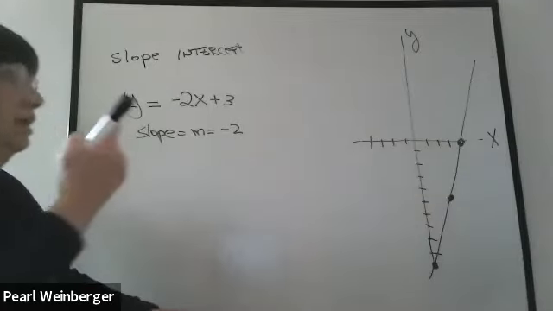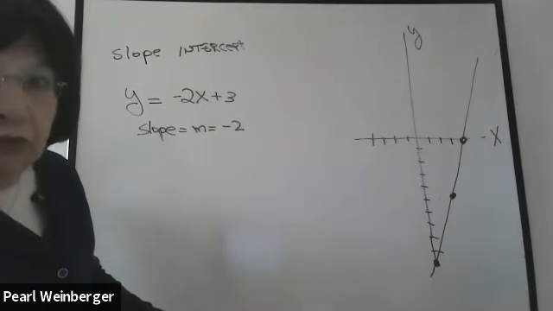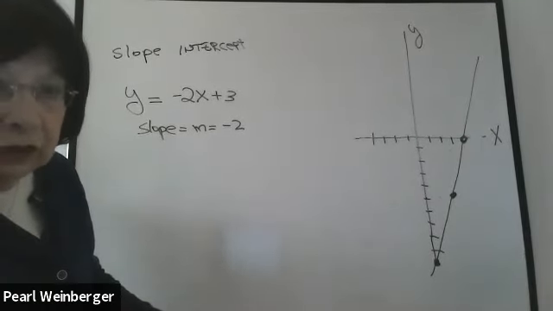Negative 2. But it's not a fraction, so what should we do with it? We want the slope to be a fraction because we need it to be rise over run. It'd be negative 2 over 1, correct? Right. So any whole number you put.